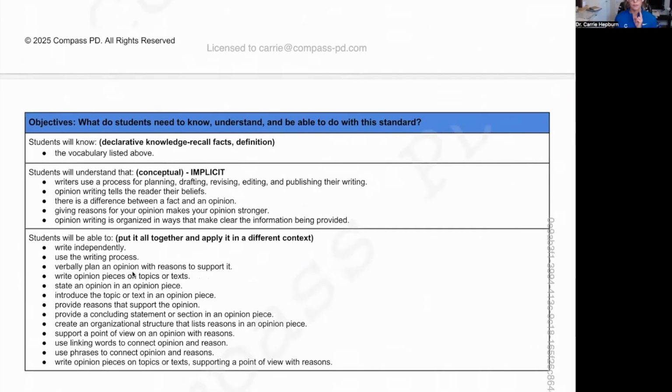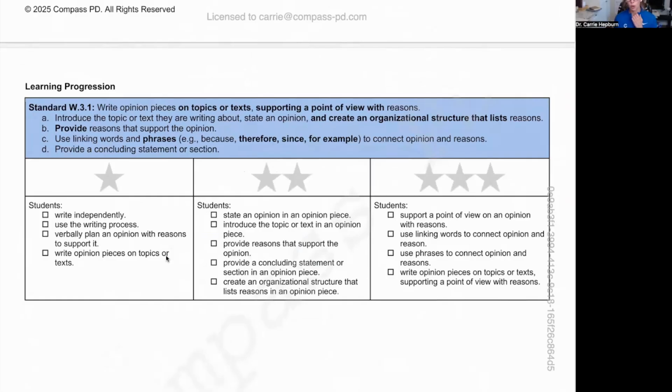And then I look at those objectives, but I really use this part here for developing the lesson. One of the things I need to focus on is making sure kids are writing independently and using the writing process in this first piece. So we'll be working on verbally planning, the oral rehearsal, and writing basic structure opinions in the first phase of this unit. We'll start moving them into stating their opinion, introducing the topic, providing reasons and evidence, and we'll move into a concluding section by the end of the unit, using organizational structure.